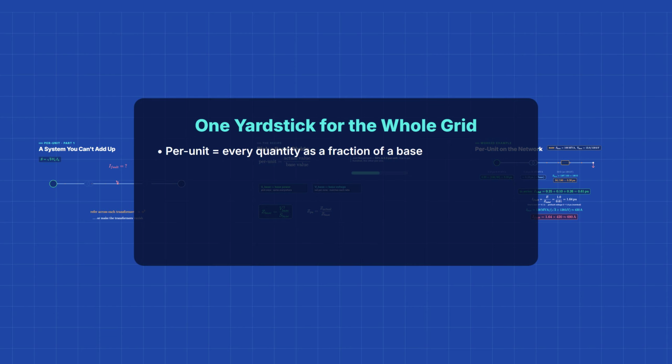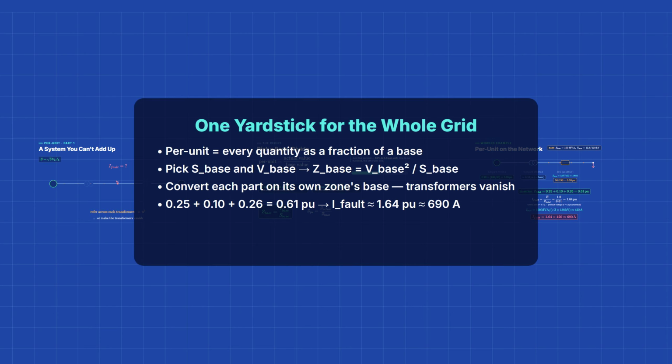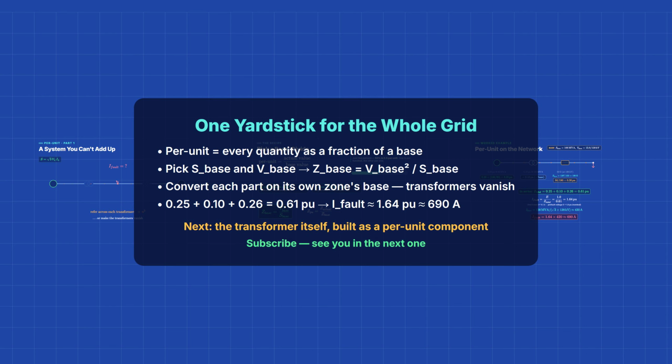So, per unit, everything as a fraction of a base. Pick one base power and a base voltage per zone. Base impedance is voltage squared over power. Put each piece on the base, change base when the rating differs, divide ohms by the zone's base, and the transformers vanish. The network becomes one circuit you can simply add up. We took a real fault from 1.64 per unit down to about 690 amps.